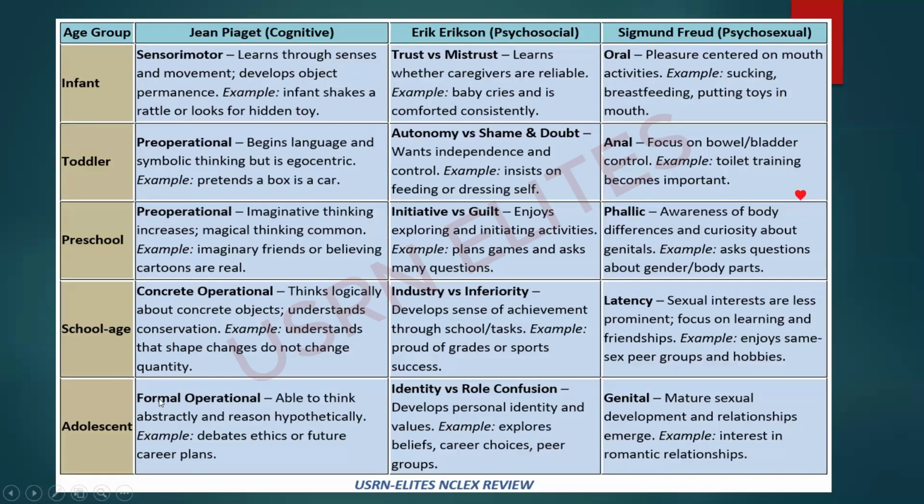So normally pediatric questions will not even focus on the adolescent area that much. I'm not saying you can't get it, but it doesn't focus on it much. Okay, where the tricks are is between infant and preschool, sometimes school age. So that is cognitive wise, right? Piaget's cognitive theory. Now, when it comes to Erik Erikson's psychosocial theory, trust versus mistrust.